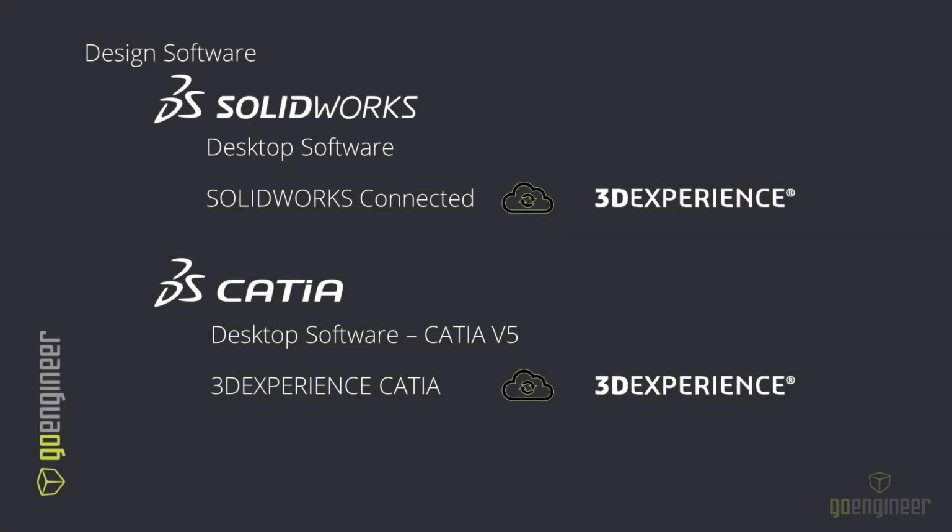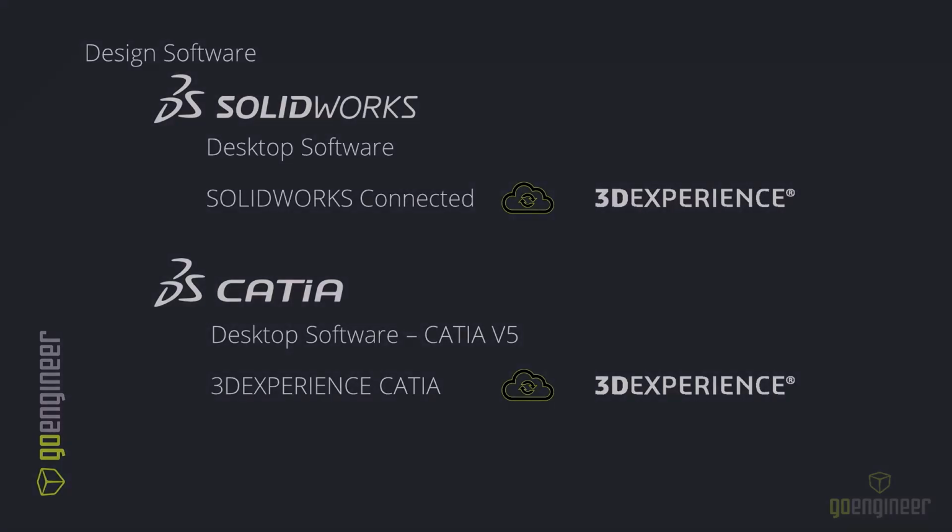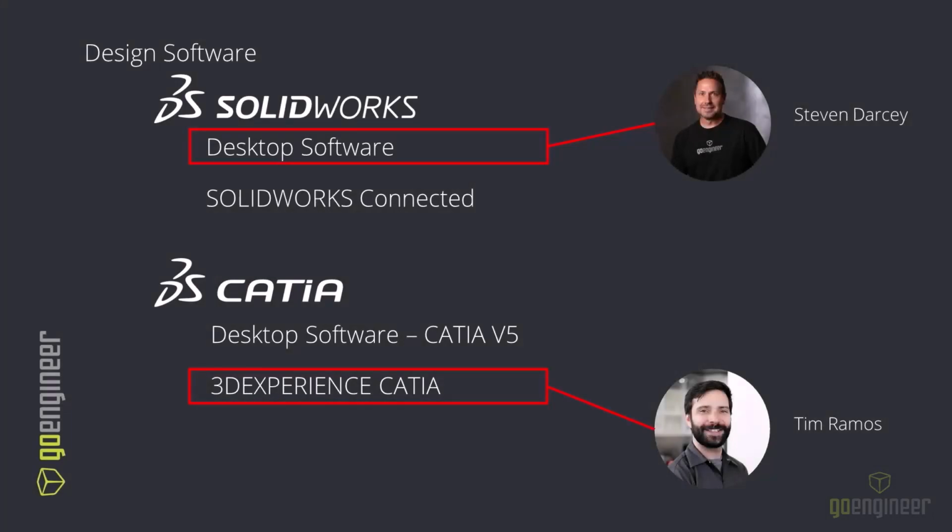Digging deeper into the design software, SOLIDWORKS has a desktop version, and then we also sell SOLIDWORKS Connected, which is the typical desktop SOLIDWORKS software, but the files are managed on the 3DEXPERIENCE platform. And likewise, on the CATIA side, we have CATIA V5, which is a desktop solution, and then we have the newer interface of 3DEXPERIENCE CATIA, which does have a local installation, but saves and manages everything directly to the 3DEXPERIENCE platform. Today, demoing will be made up of me on SOLIDWORKS Desktop and Tim Ramos on 3DEXPERIENCE CATIA.